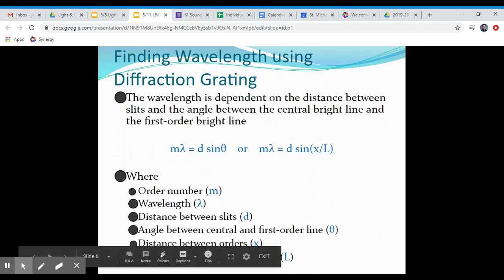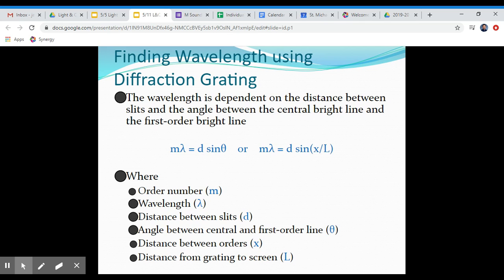So Mr. Dewey went through an equation that we can use for diffraction, and it is m lambda equals d times the sine of theta, or instead of sine of theta, you can use x over L. Remember, m is your order number. If you're talking about the first order, you'd be talking about the distance between the central or zero order and the first order. If you're talking about the second order, you'd put a 2 in for m. For the third order, you'd put a 3 in for m, and so on.